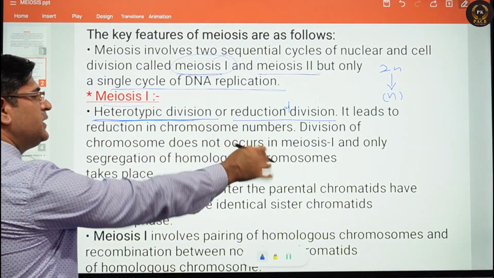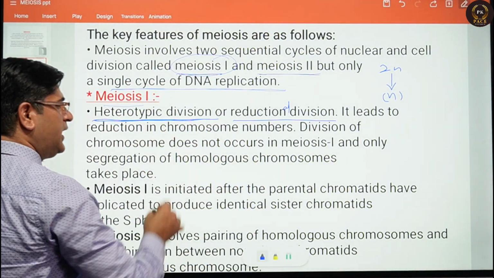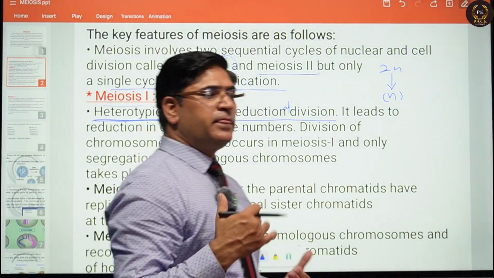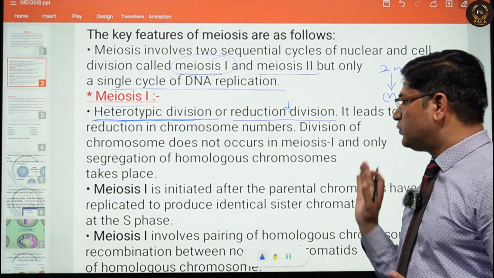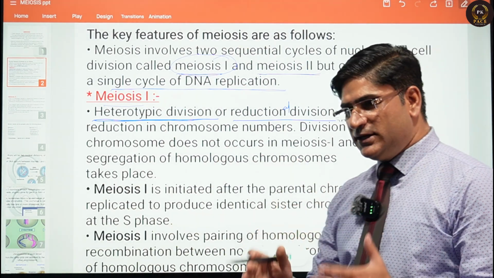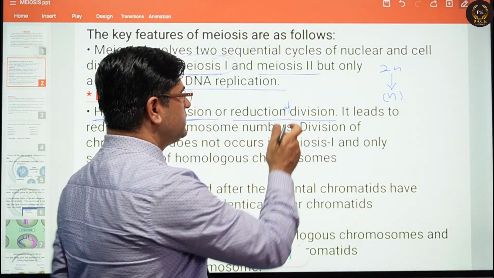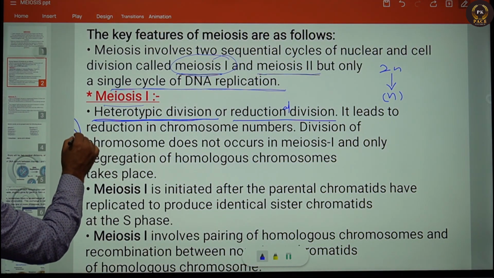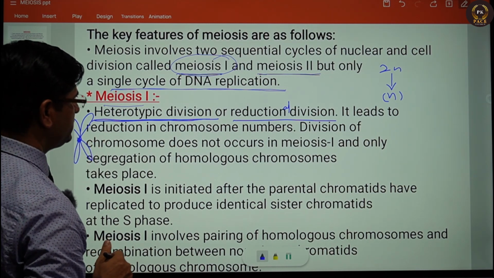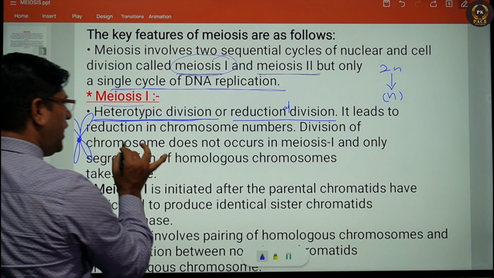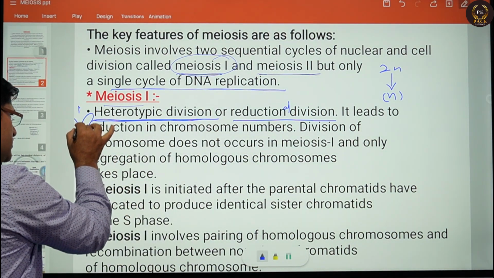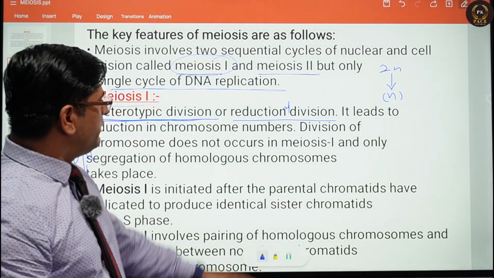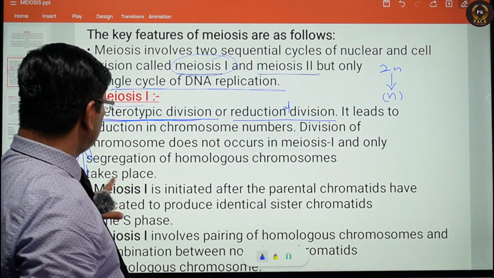Division of chromosome does not occur in the meiosis 1 and only segregation of homologous chromosomes takes place. That means during the process of the meiosis 1, the division of chromosome does not occur. It means if this is a chromosome structure, like you know about the chromosome structure, क्रोमोसोम ऐसा होता है, ठीक है ना, जिसमें दो क्रोमेटिड्स होते हैं. So the chromosome is not going to divide during the meiosis 1, and only segregation of homologous chromosome takes place.